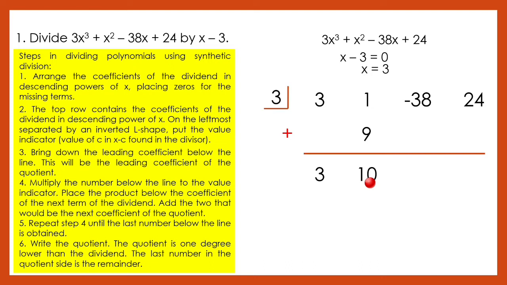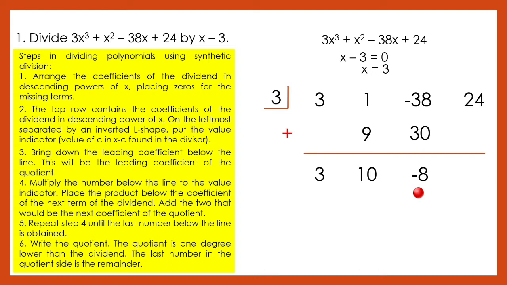So, next step, ulitin lang natin yung step 4. Multiply the number below the line to the value indicator. And then, ilalagay natin siya sa below ng coefficient ng next term. And then, i-add natin. Okay. 10 times 3 is 30. Ilalagay natin dito sa below ng negative 38. And then, the next step, add natin. Negative 38 plus 30 is negative 8.